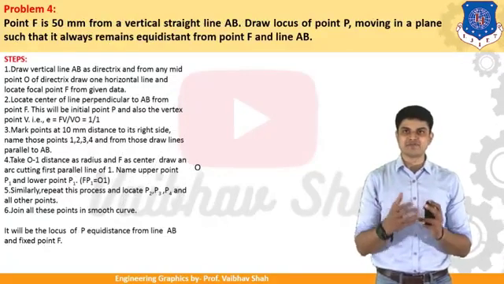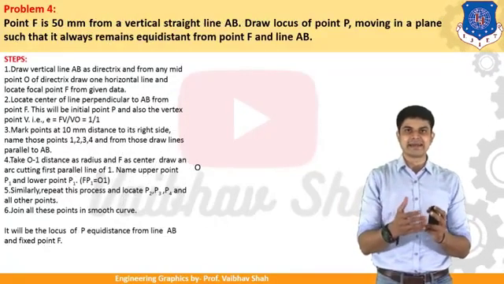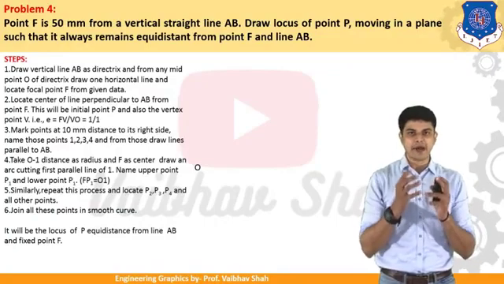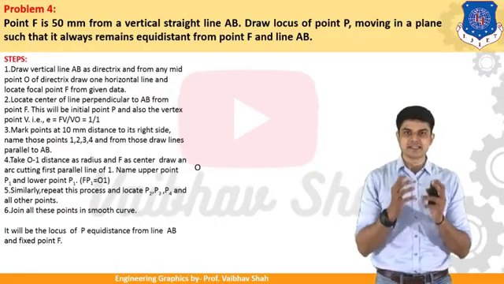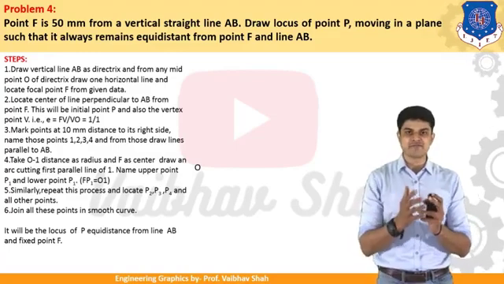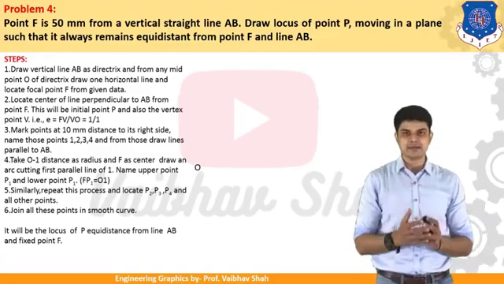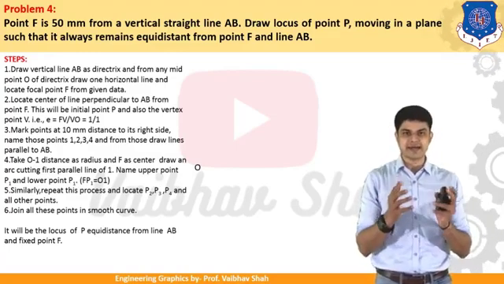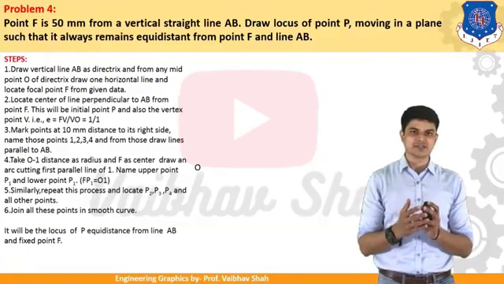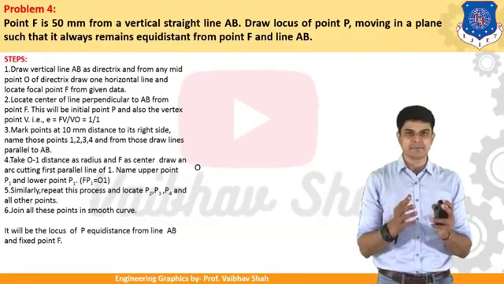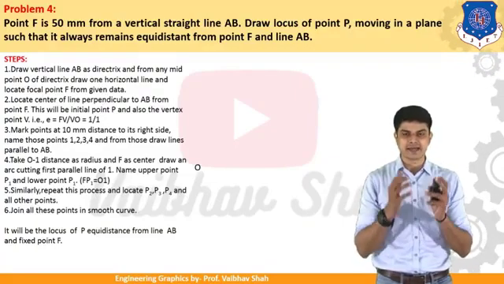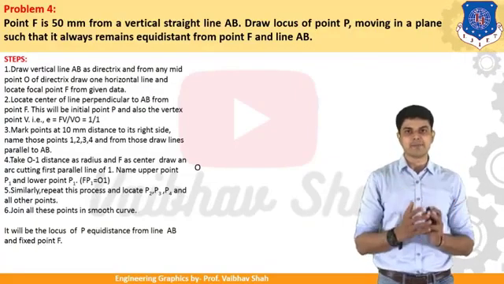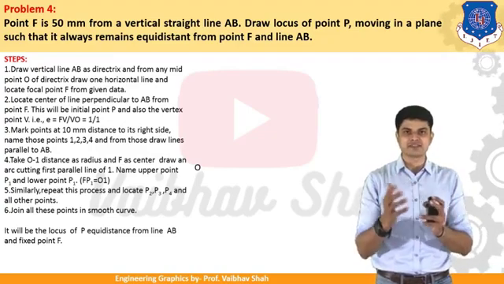Point F is 50 mm from vertical straight line AB. Draw the locus of point P, moving in a plane such that it always remains equidistant from point F and line AB. So it seems like a definition, right? You should remember the definition of parabola, and the definition of parabola says the same. So it shows that the example is based on what? A parabola. So we'll be drawing a parabola from this example.